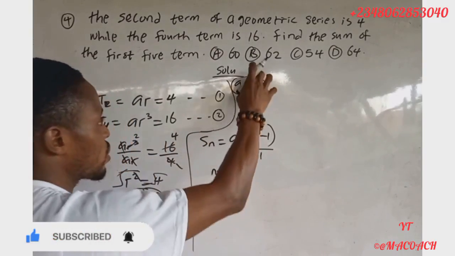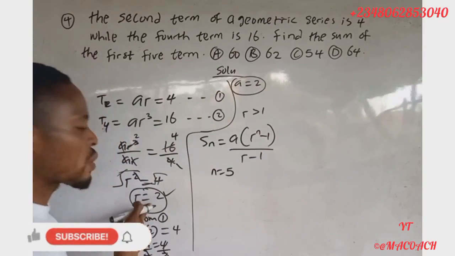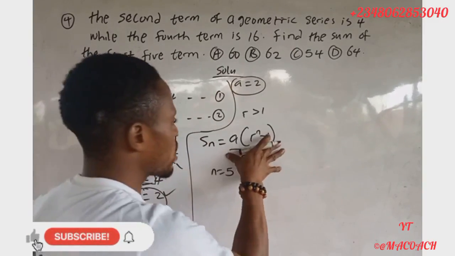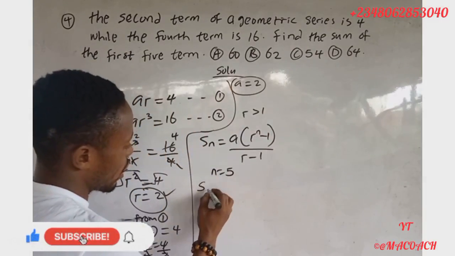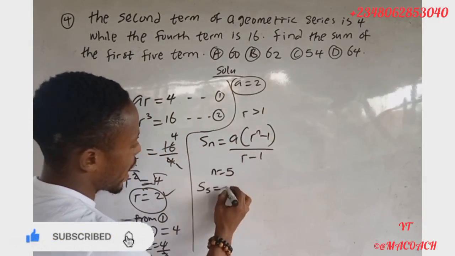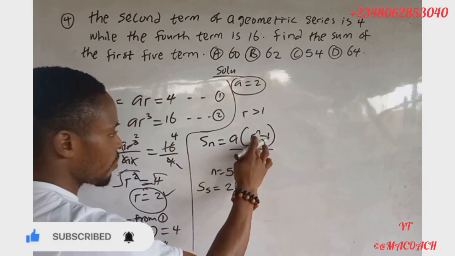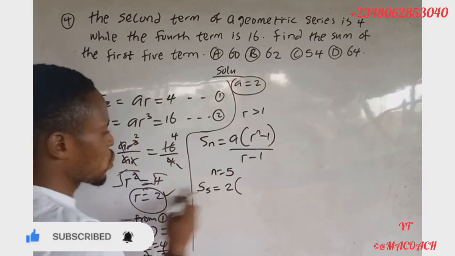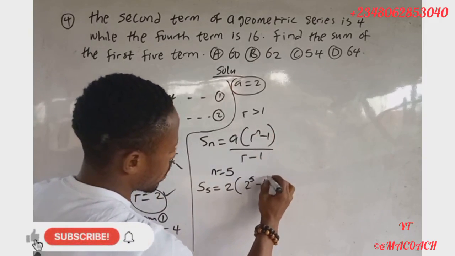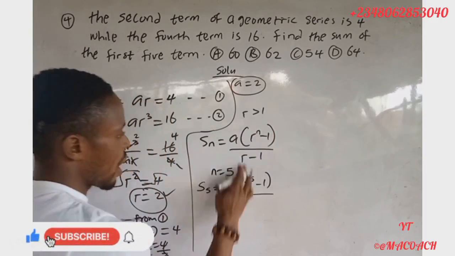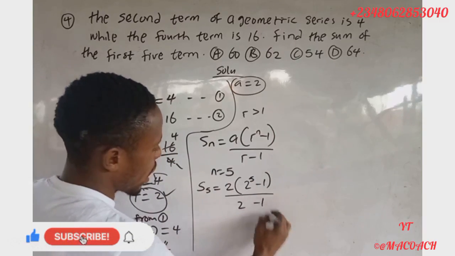Our A is given as 2. Our R is given as 2. So let's put it into this formula. When you put into this formula, we have S of 5 equal to our A, 2, into bracket. We have R, our R is equal to 2, our n here is power of 5, minus 1, close bracket, divided by our R, which is 2 minus 1.